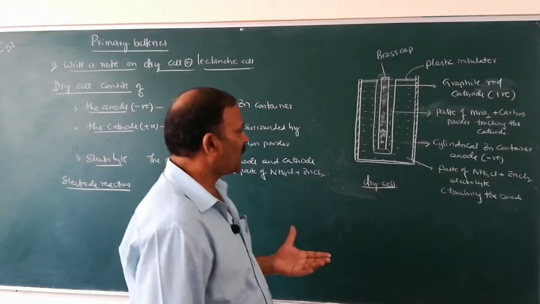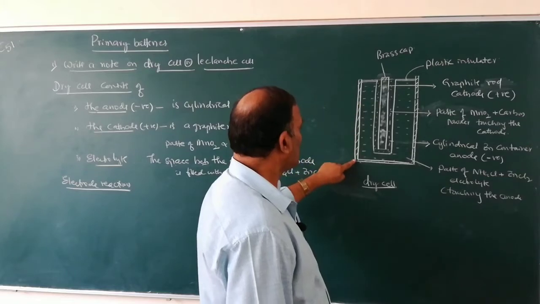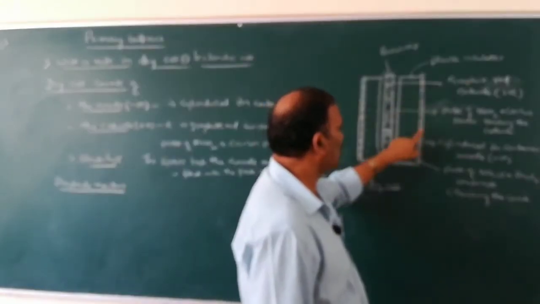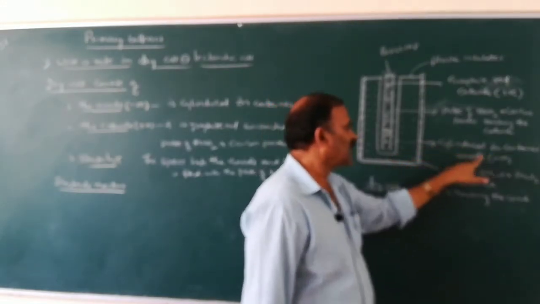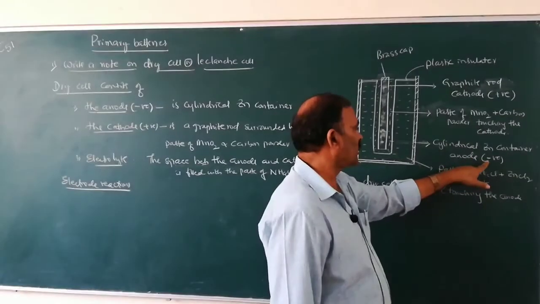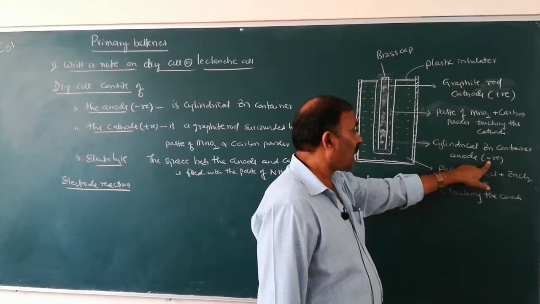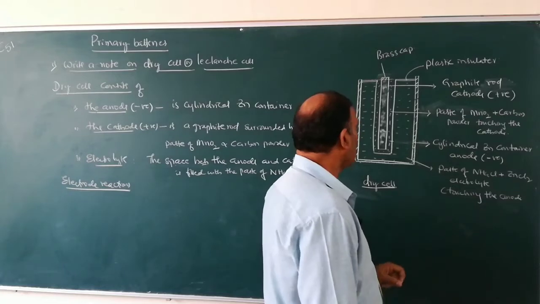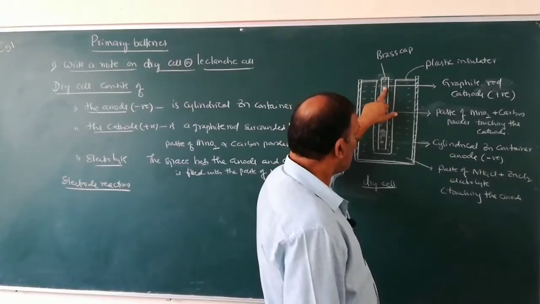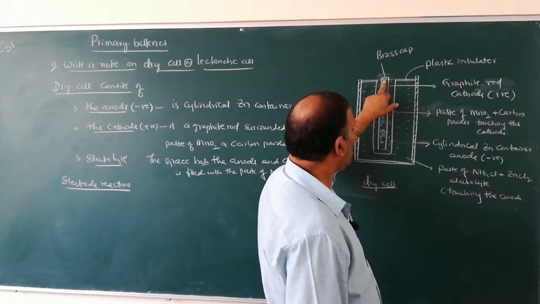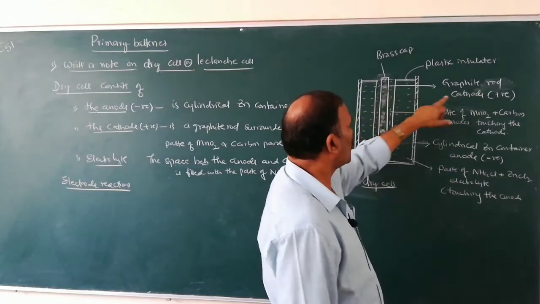So here is the diagram of dry cell. Here the anode is the cylindrical zinc container. So this one is anode. Cylindrical zinc container is anode. It is negative sign because oxidation takes place at anodes in galvanic cells. And what is the cathode? At the center of this cylindrical container there is a graphite rod. This is the graphite rod which is the cathode.